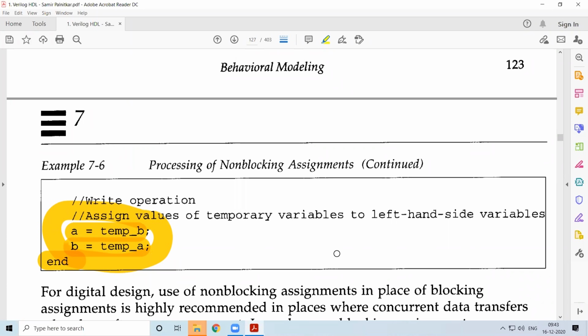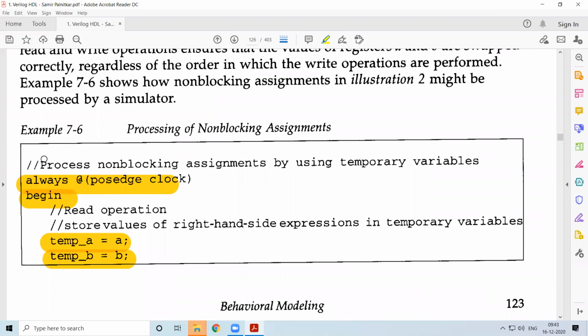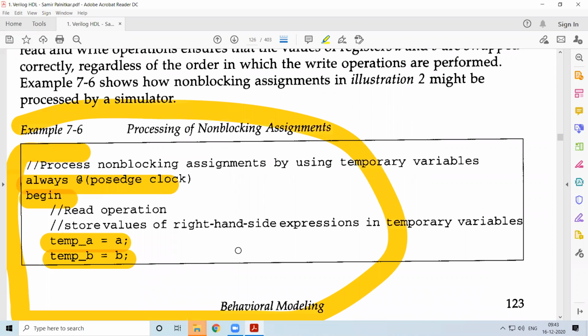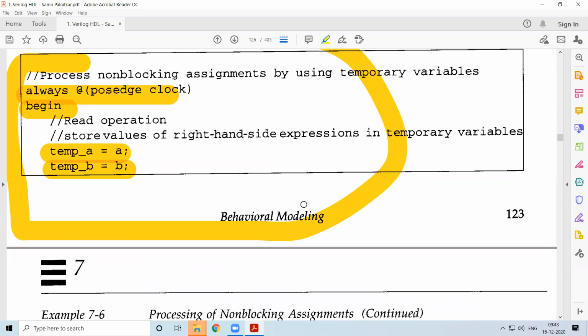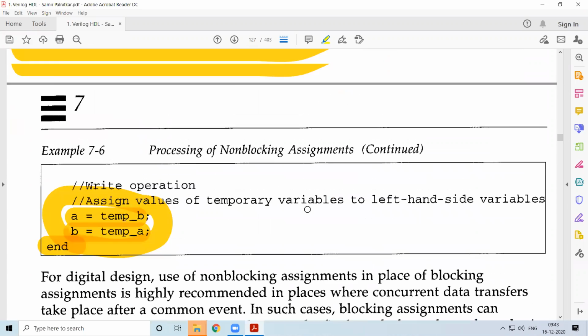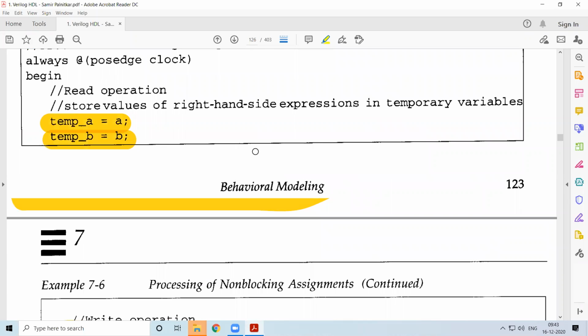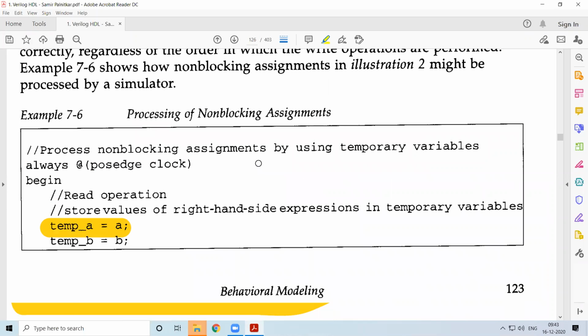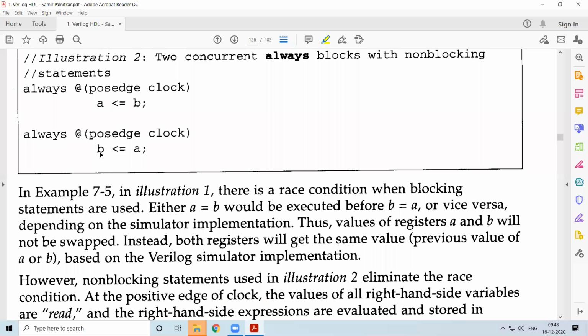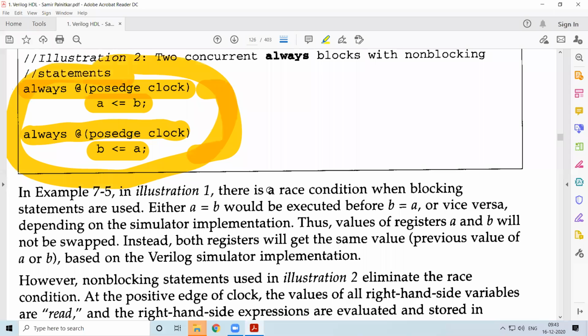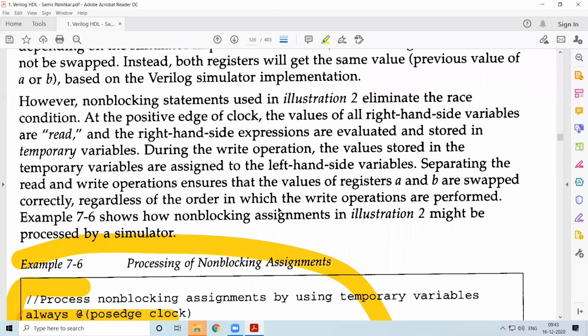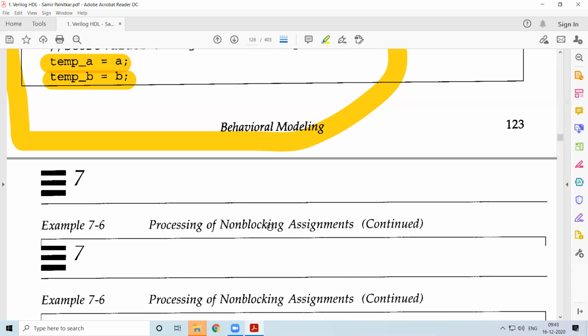So this is how it goes around, and this is how internally the non-blocking assignments will be working. These temporary variables are not declared in your non-blocking statements. You're not declaring them over here. So internally, this is the possible way it goes around.